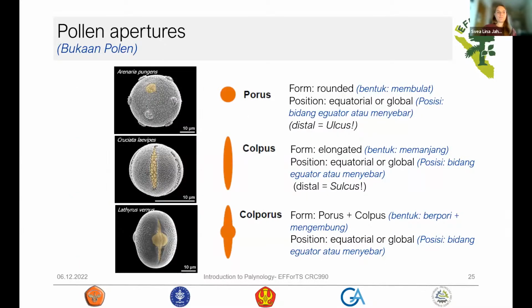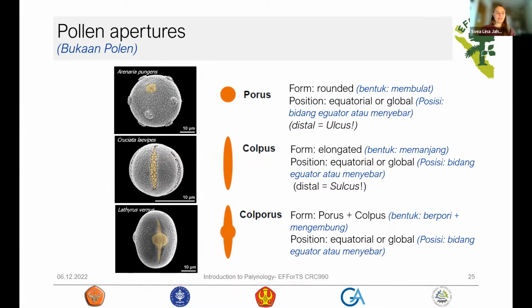So three major aperture types are actually the porate, so a circular opening. The form is completely round, and mostly the position is equatorial. As I mentioned before, there's always this orientation in polarity where we can find most of the apertures, or it can also be global. For example, here in Arenaria, we can find it all over the pollen grain. Then we have the colpate, which is like a slit. It's like an elongated opening. This can also be equatorial, but also global.